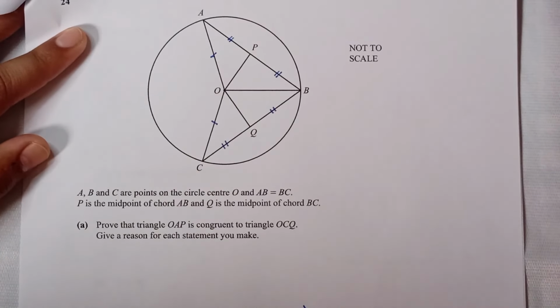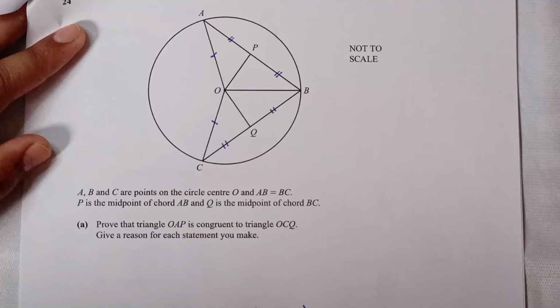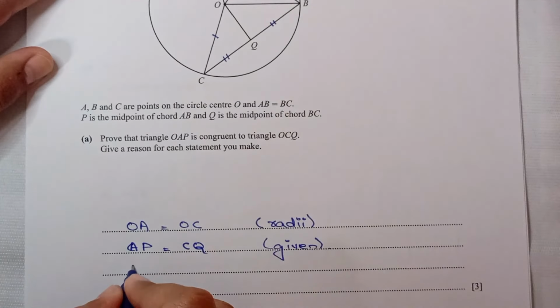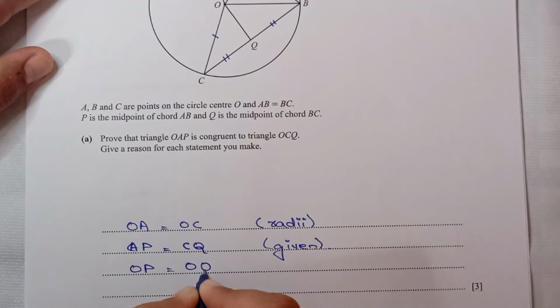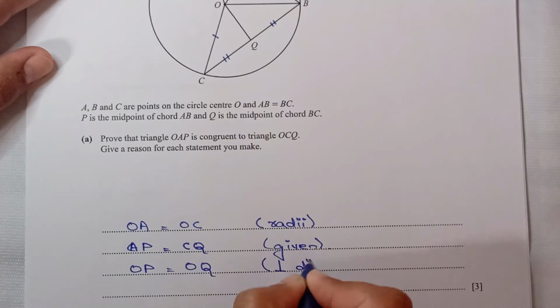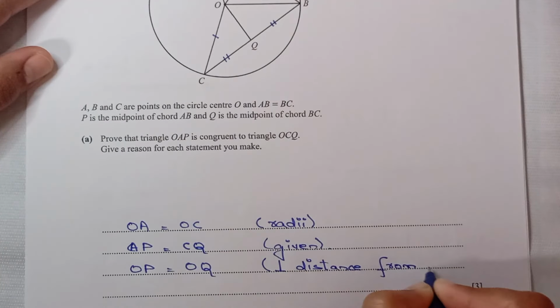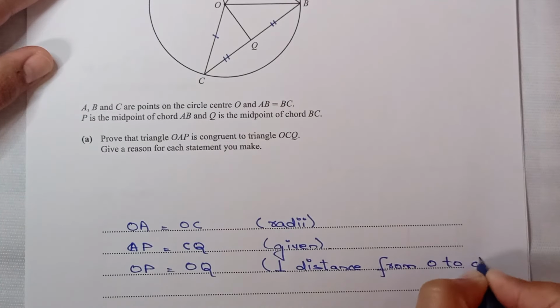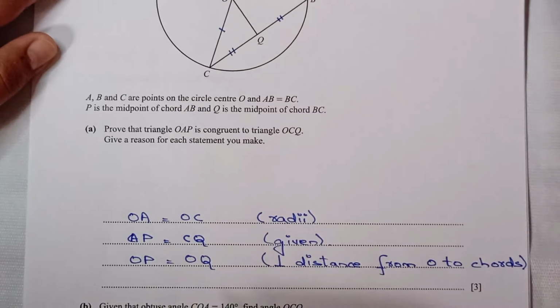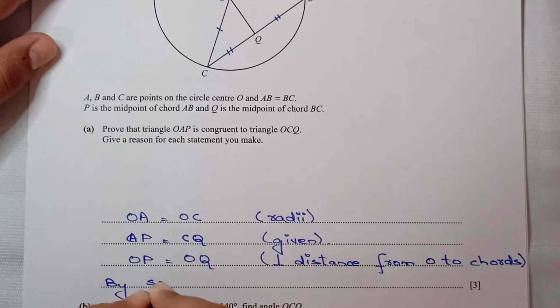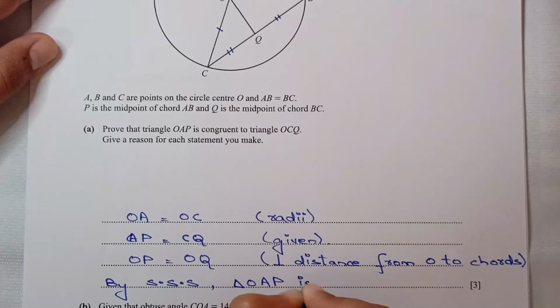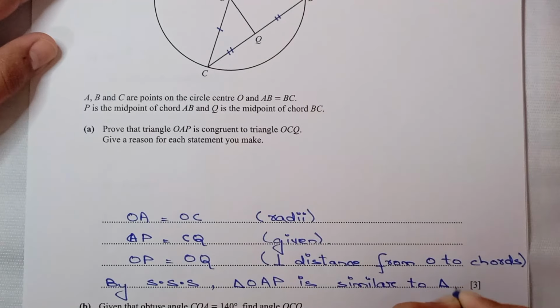Okay, now the third side is left, OP and OQ. These two sides are also the same. So we can say that OP equals OQ because this is the perpendicular distance from O to the two chords, right? So by the SSS postulate, we can say that triangle OAP is congruent to triangle OCQ.